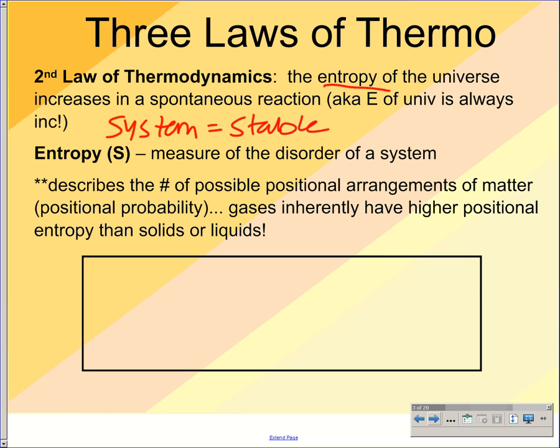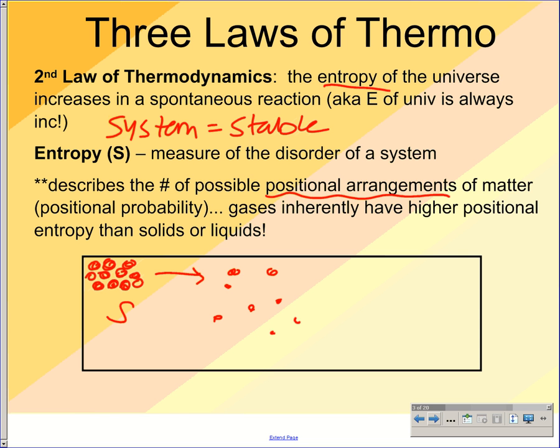Okay, so when I say possible positional arrangements, what does a solid look like on the molecular scale? Okay, so you've got your solid, they're all really closely packed together. That is very, very limited positional arrangements. They're locked in place sometimes. They are vibrating, but very limitedly. As we go from solid to liquid, there are multiple positional arrangements. They can be floating around.